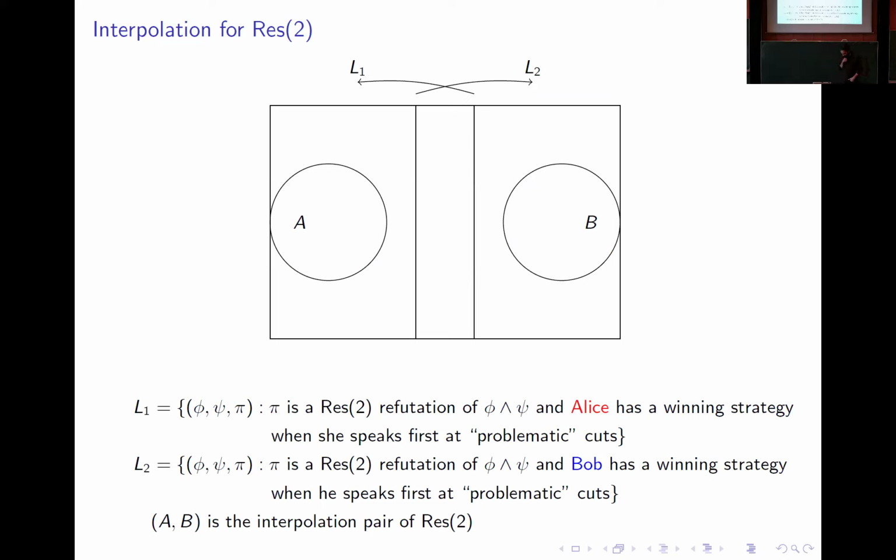So the situation looks like this. You have 2 languages in NP. One is contained in the complement of the other. And they separate the interpolation pair of Res2 in the sense that one part of the interpolation pair is entirely contained in L1, and the second part is entirely contained in L2. To put it in other words, we have 2 disjoint co-NP sets separating the interpolation pair of Res2. So do you mean L1 and L2 is the interpolation pair? No, this is the interpolation pair. Oh, I see, I'm sorry. A and B is the interpolation pair of Res2. Ah, okay, fine. I missed the picture. Yeah. And so we have 2 disjoint co-NP sets that separate the interpolation pair of Res2. That's a kind of weak feasible interpolation property of Res2.